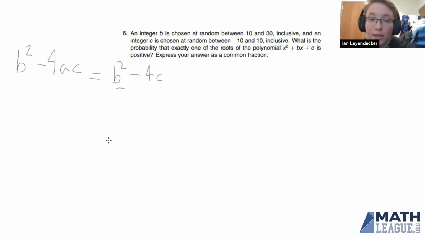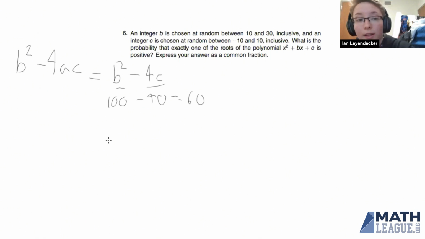So we can confirm that it is always positive by seeing that the smallest possible value for b squared is when b is equal to 10. So the smallest possible value for b squared is 100. And for c, to maximize that, we say that c is equal to 10. So the maximum value for 4c is 40. And the difference between that is 60, which is positive. So we know that the discriminant here is always going to be positive. So we know that there are 2 roots to this polynomial that are real. So from there, we can just do casework.